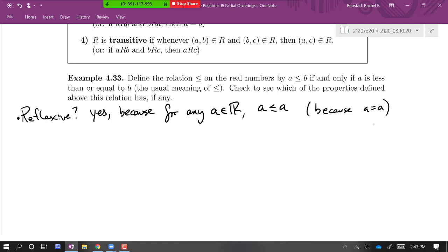Sometimes if I'm given a new relation, one of the things I might do is just play around with elements and see what's related to what. An example is not an argument, but it can help me understand what the relation is. So this relation is defined by saying A is related to B if A is less than or equal to B. So 3 is related to 5. -7 is related to -1. 0 is related to any positive integer. It's just the regular ordering. So any real number is going to be related to itself because it satisfies the 'or equal to' part. How about symmetric?